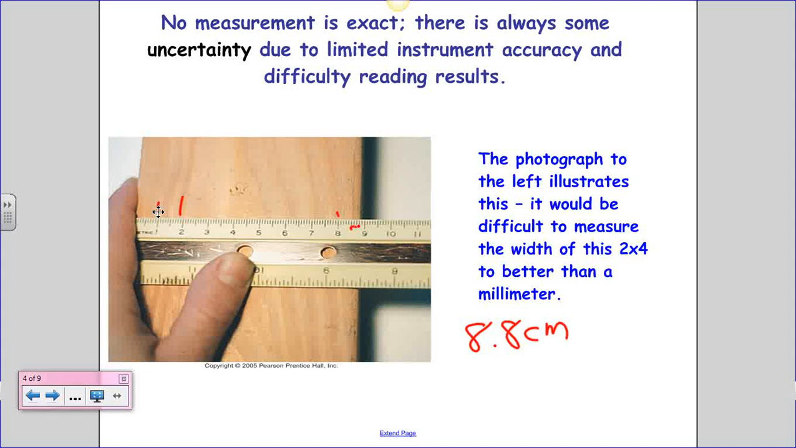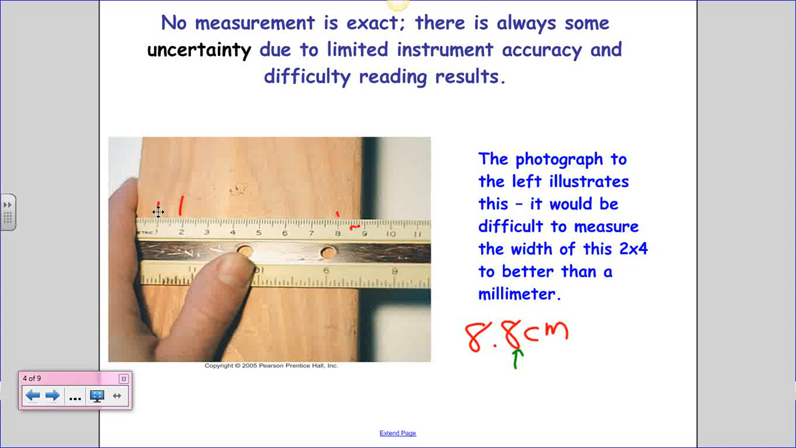Can we measure between the millimeter lines, or the really small tick marks? Not really. Between photo resolution and how well our eyes can see and how well the ruler can measure, we really can't measure past a millimeter. So that means we have an uncertainty because we cannot measure past that amount. And it could go either way. This could be 8.7 centimeters. It could be 8.9 centimeters.